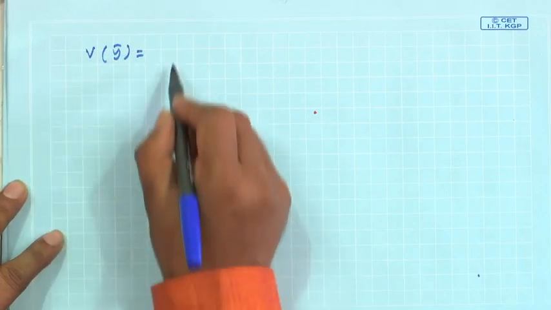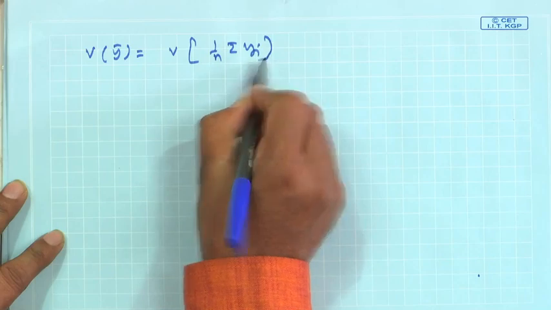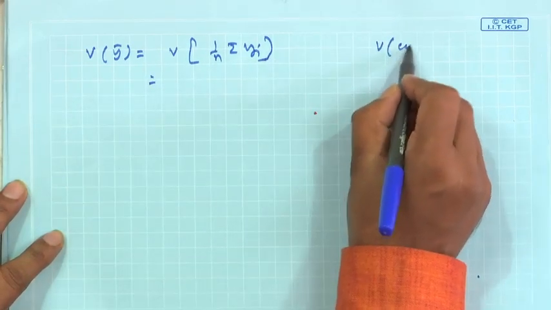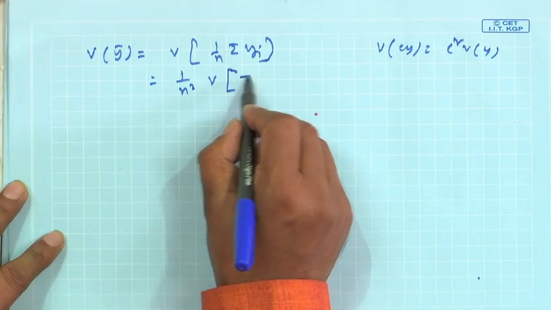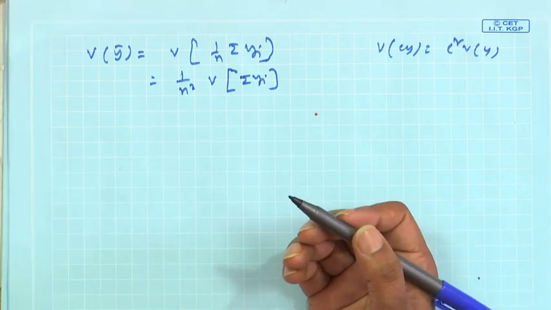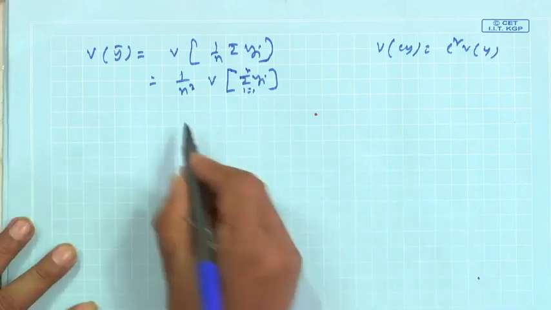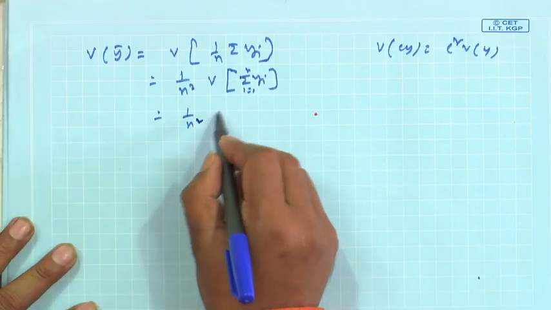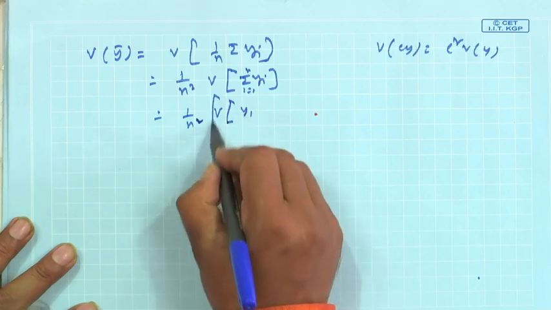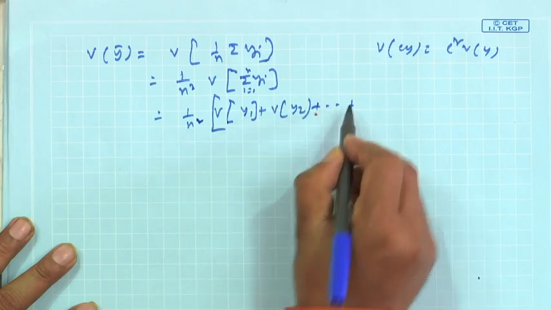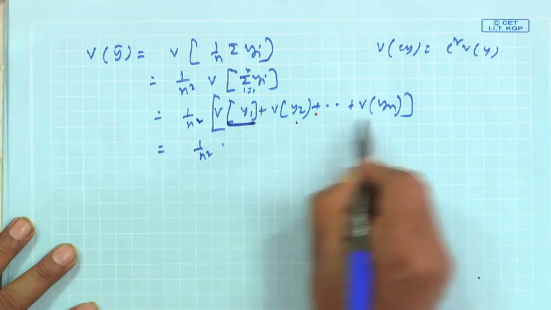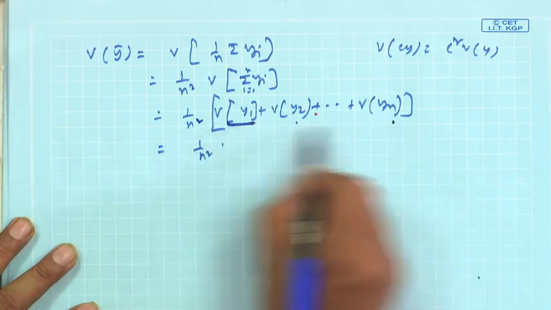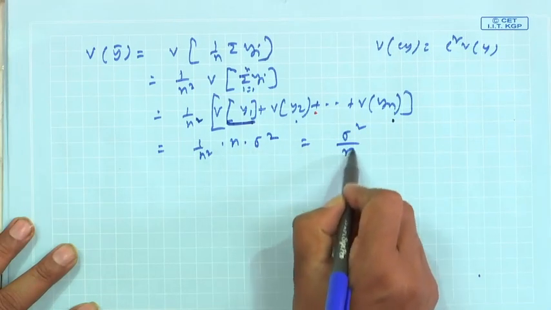Now, what will be the variance of y bar? That means the variance of 1 by n sum total y I. I told you earlier that variance of c y equals c square variance of y. So from this you can write 1 by n square variance of the sum total of y I. Since the y I's are independent, the variance of the sum is the sum of each variability. So that is 1 by n square times variance of y 1 plus variance of y 2 plus ... plus variance of y n. All of these are the same, sigma square, so n such sigma square values are added. So n sigma square over n square is sigma square by n.